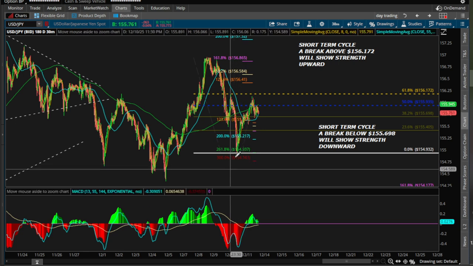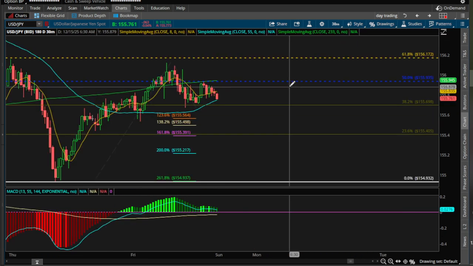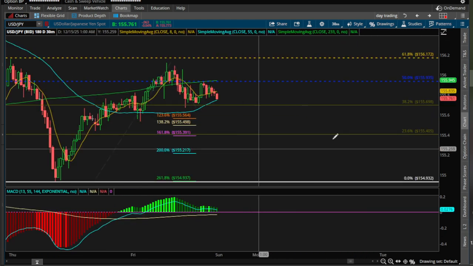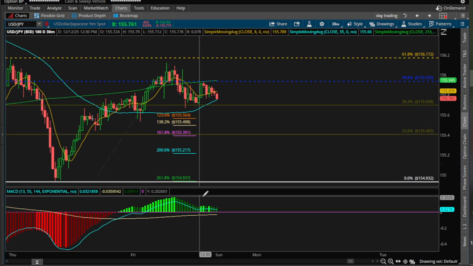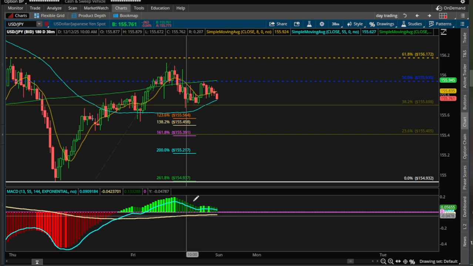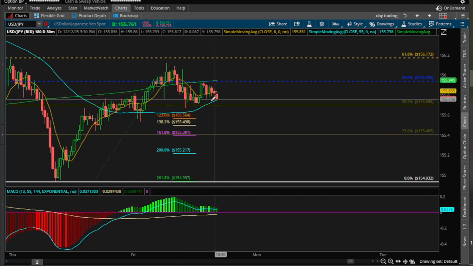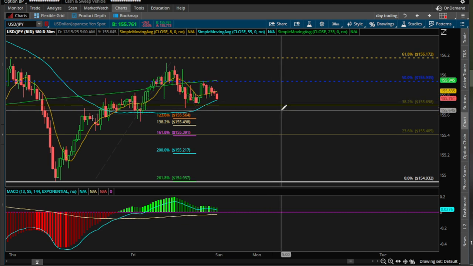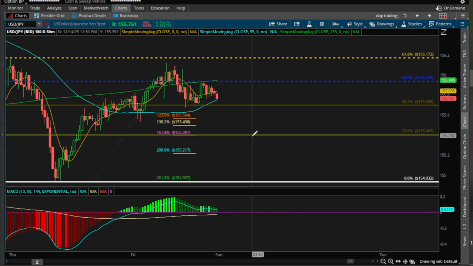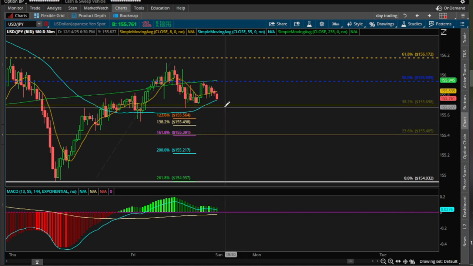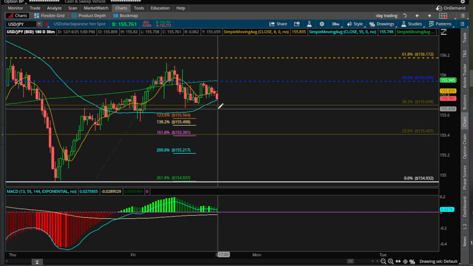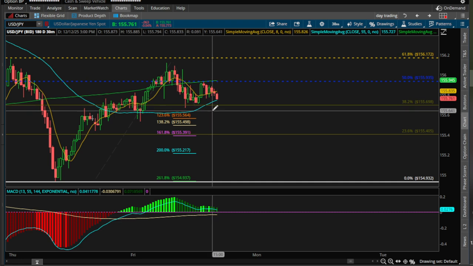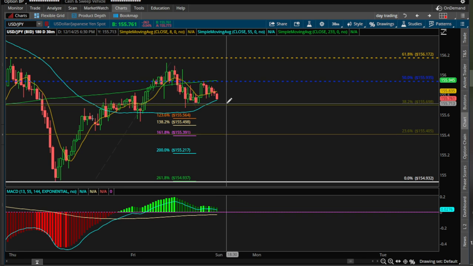So in that case, we can go ahead and zoom in here just to look at some of the live action. So we are trying to tighten up on the MACD. That's what's making me think we may get a couple more swings in this range here between 155 and 156. So yeah, but like I said, if we break, we're pretty close to it.